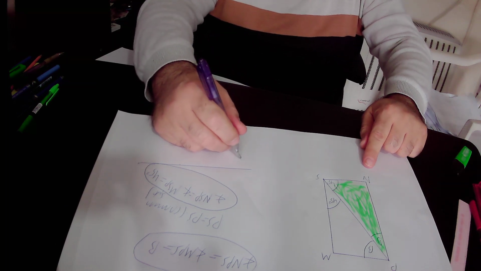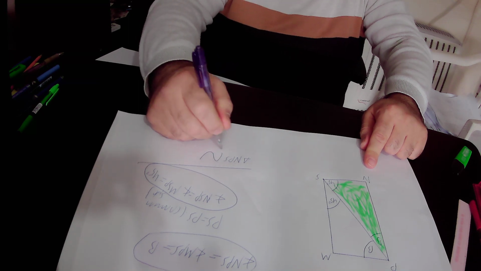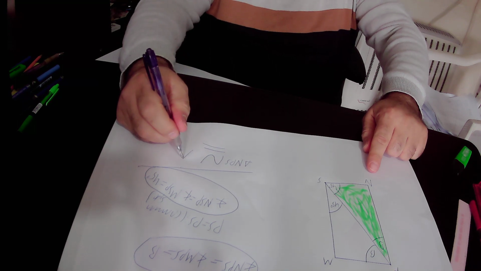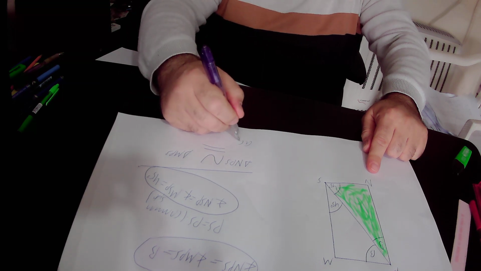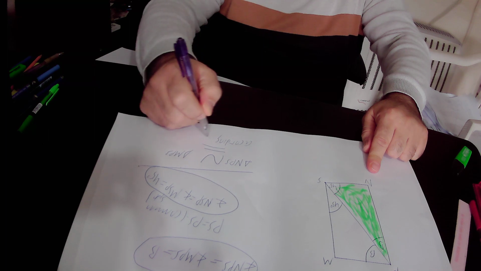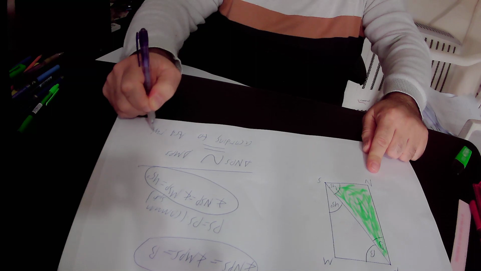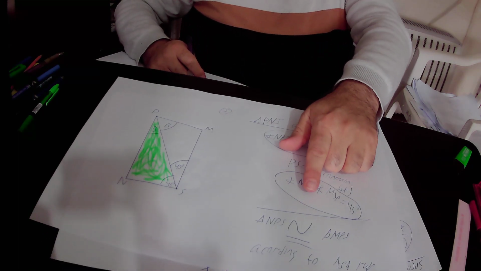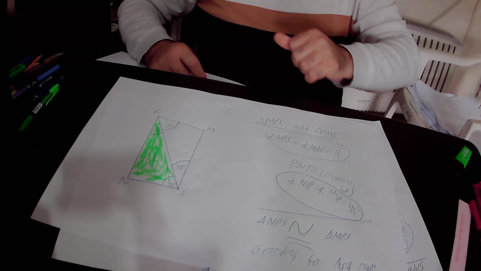Triangle NPS is congruent, this is the sign of congruent, to the white triangle, triangle MPS, according to the angle side angle rule. I'll repeat again. We proved that the green triangle, triangle NPS, is congruent to the white triangle, triangle MPS, according to the angle side angle rule.